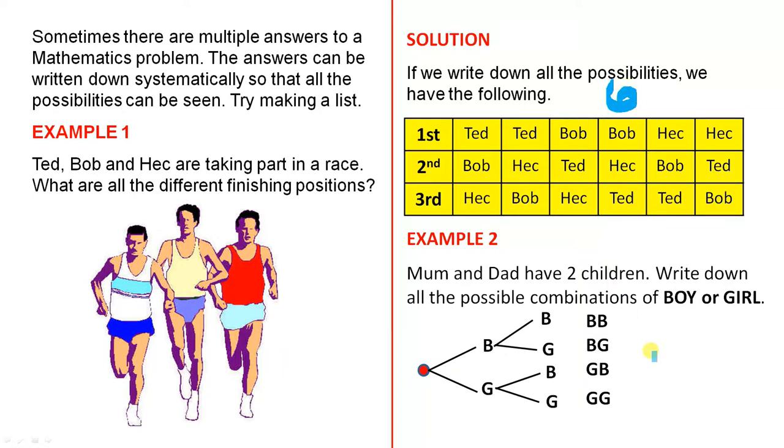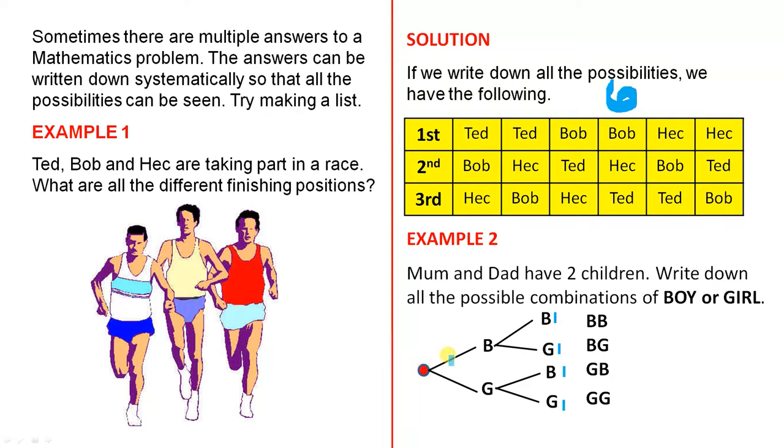Example 2. Mum and Dad have 2 children. Write down all the possible combinations of boy or girl. This is a very interesting way to do it. For the first child, assuming there are no twins, there's a possibility of a boy or a girl. Okay, so that's for the first child. If the first child was a boy, then the possibility for the second child is either boy or girl. However, the first child could have been a girl, which means the possibility for the second child is also a boy or a girl. So here are all the different possibilities.